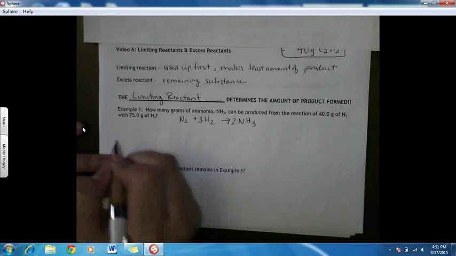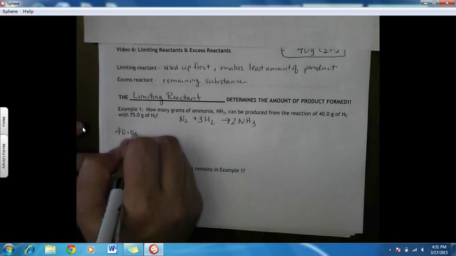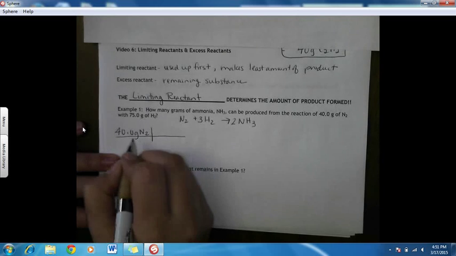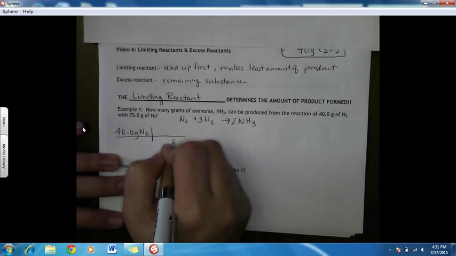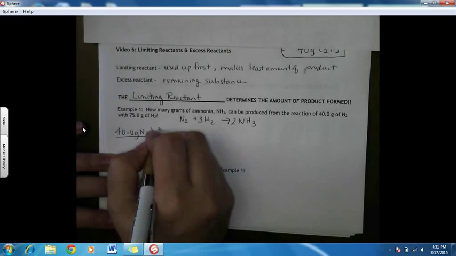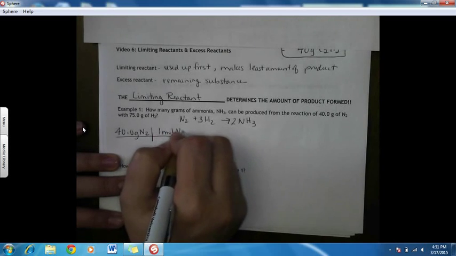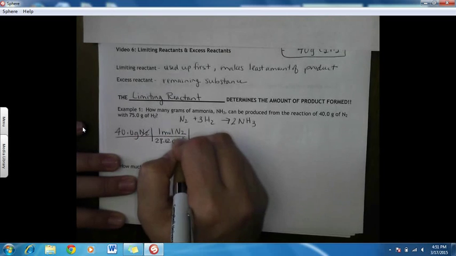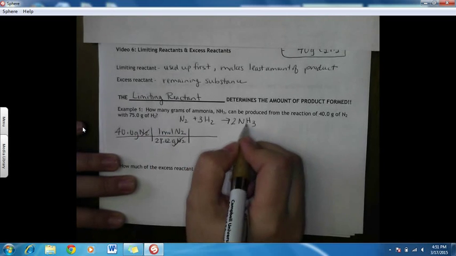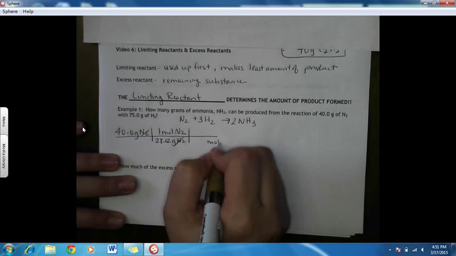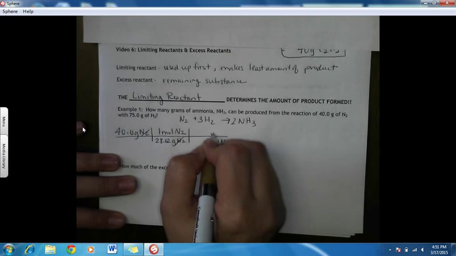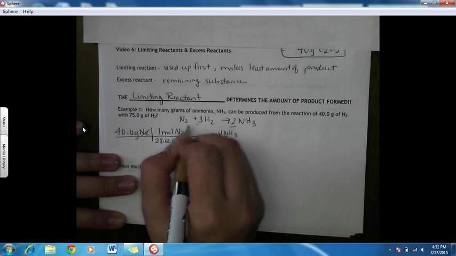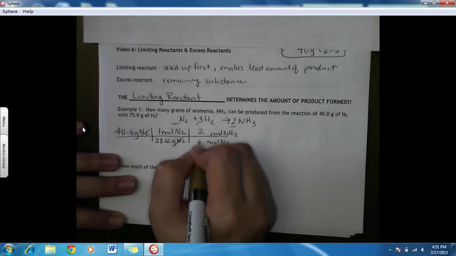So now we have 40 grams of nitrogen. We're going to convert that to ammonia. So first I need to change grams to moles. So grams of nitrogen on the bottom, 1 mole of nitrogen on the top, and that would be 28.02. Then I can go to moles of ammonia. So moles of nitrogen to cancel will go on the bottom, moles of ammonia will go on the top, and that ratio is going to be 2 to 1.